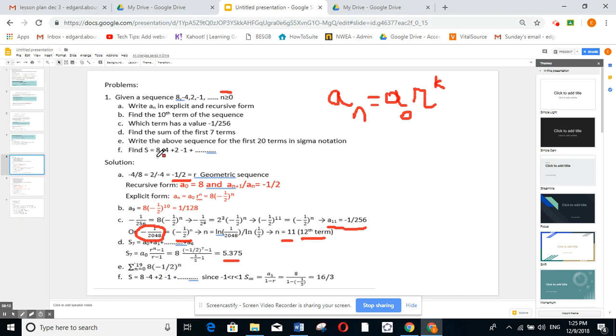They want us to write it in sigma notation. The first 20, from 0 till 19.